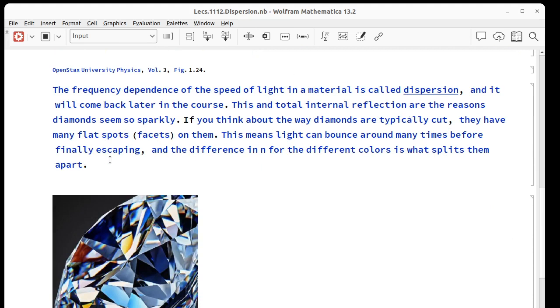This and total internal reflection are the reason diamonds seem very sparkly. If you think about the way they're usually cut, they have a whole lot of flat spots or facets on them. That means light can bounce around a lot before escaping, and the difference in index of refraction for the different colors is what splits them apart. So some of the little sparkles look yellowish when they hit your eye, and some look blue, green, whatever.